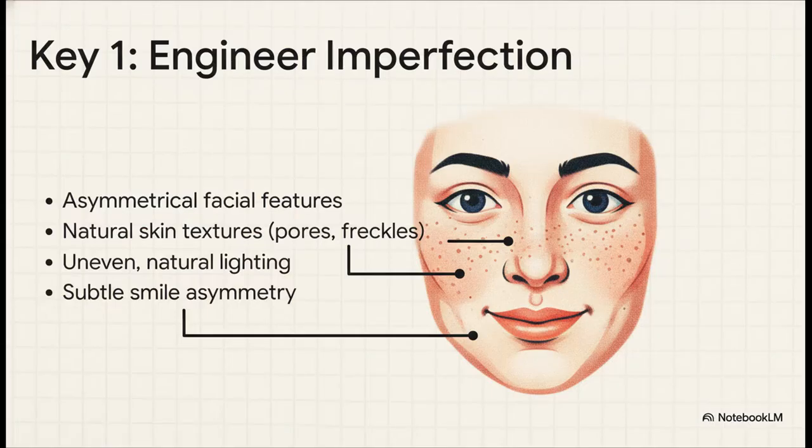So let's get practical. When you're prompting your AI, you need to be specific about the so-called flaws. Ask for things like subtle facial asymmetry or visible skin pores, maybe uneven natural lighting from a window. It's those exact details that fool our brains into seeing the image as real.